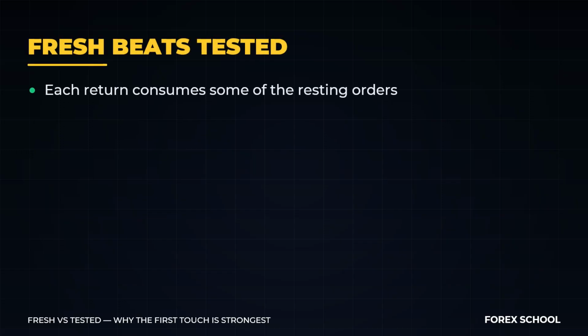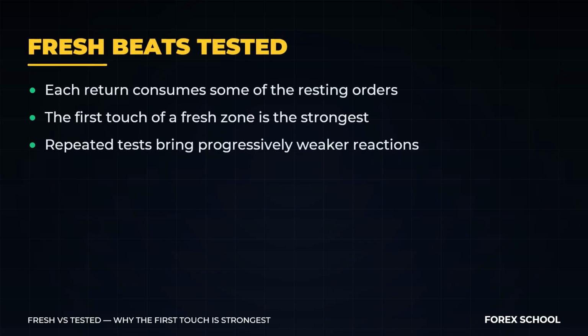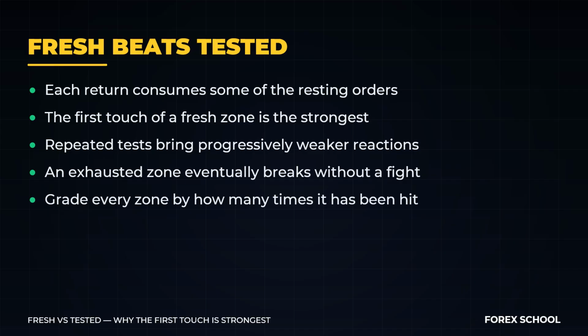A zone is not a battery that recharges, it's a larder that empties. The theory runs like this: a base marks where large resting orders were left behind, and the departure proves they were real. But every time price returns, some of those orders are filled, consumed, and they do not come back. That's why the first touch of a fresh zone is treated as the strongest.